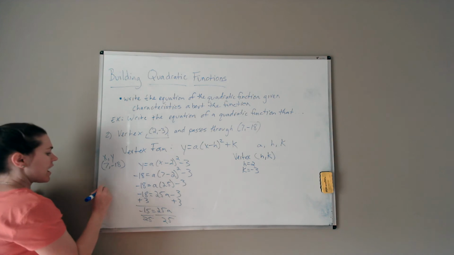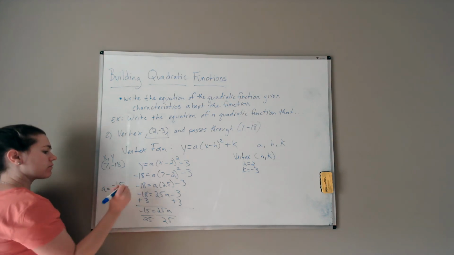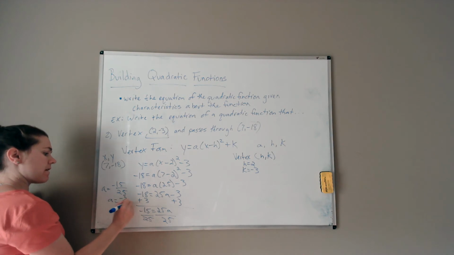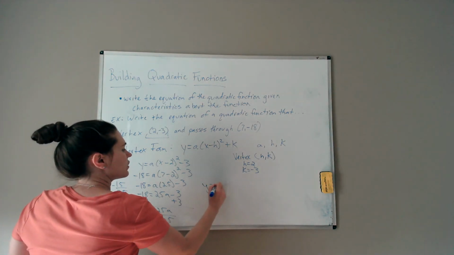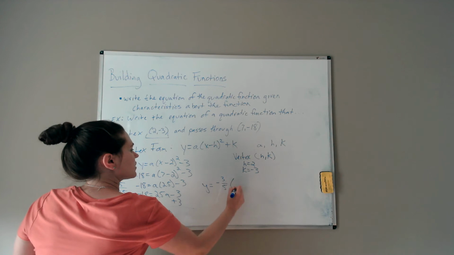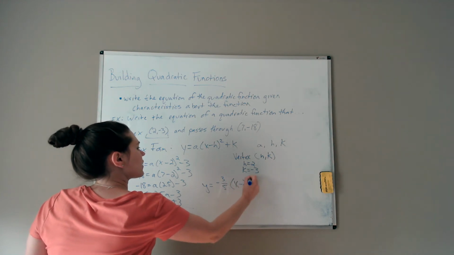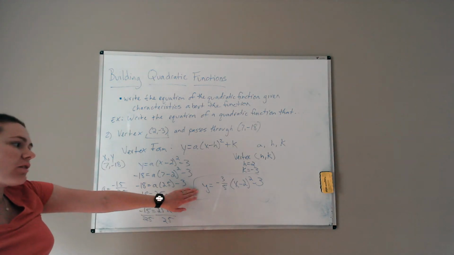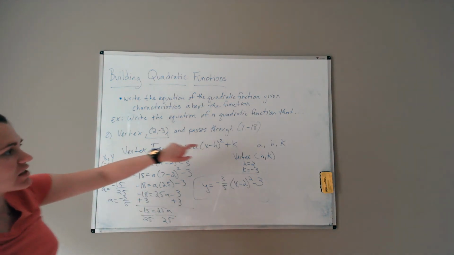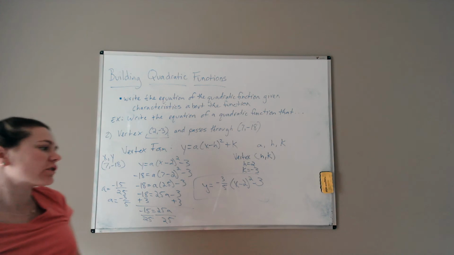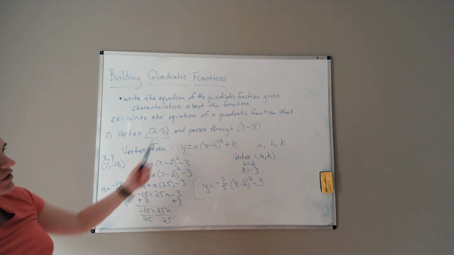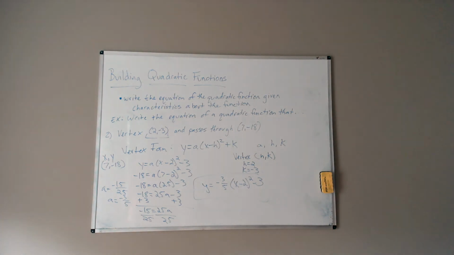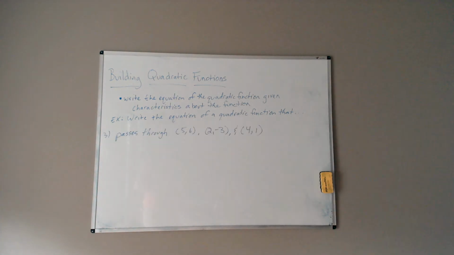And that gives us A equals -15 over 25, which is -3/5. So this would be y equals -3/5 times (x minus 2) squared minus 3. And so we just built the quadratic function that satisfies these conditions. And we were able to use vertex form here because we were given the vertex and 1 more point that wasn't the vertex. So that's problem number 2, 1 more problem.